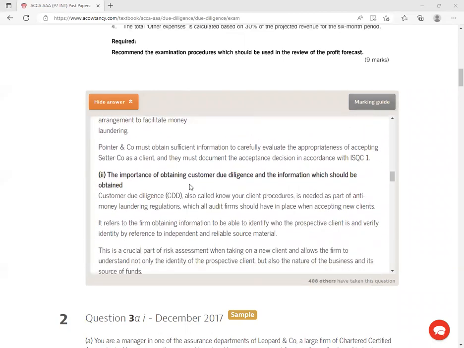Number two, they asked us the importance of obtaining customer due diligence and the information which should be obtained. Customer due diligence, CDD.